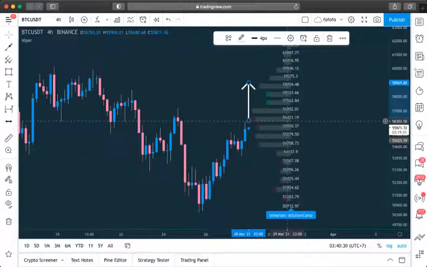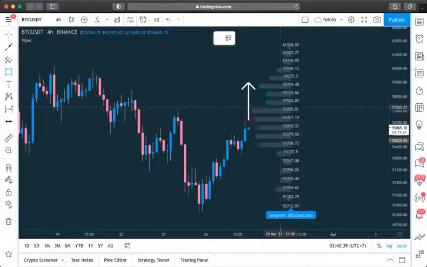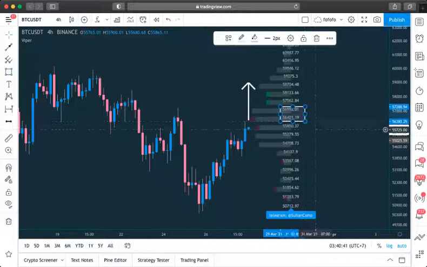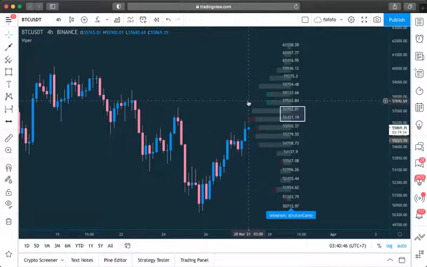So we can say that 56,400 and 56,900 are the strong resistance. It will be hard to test, and it's possible we'll have rejections. You can see the rejections on the previous candle. It tried to touch the resistance but got rejected and dropped to the lower bar, the closer support.